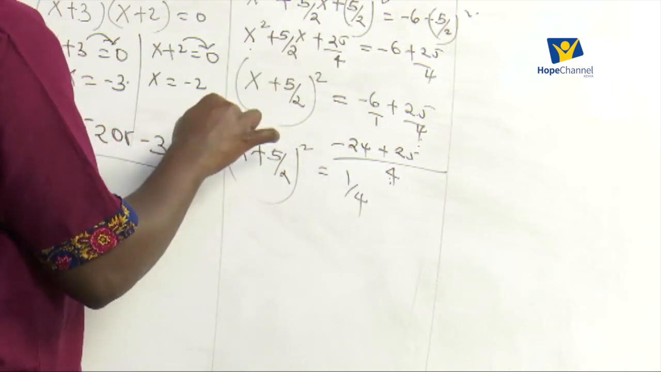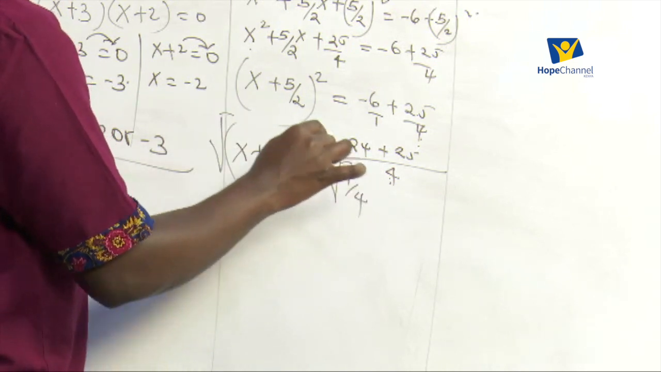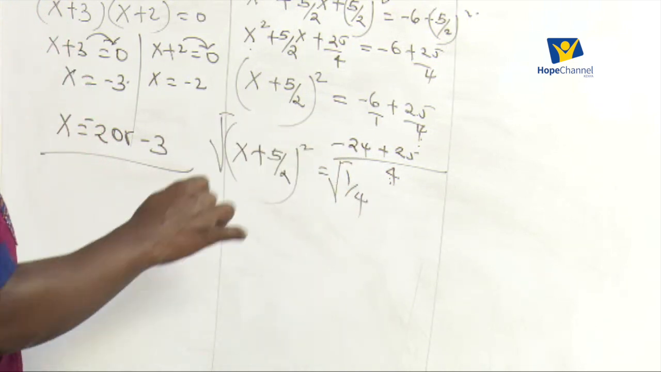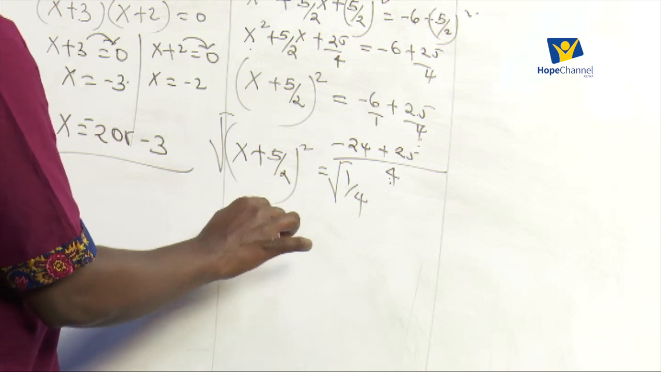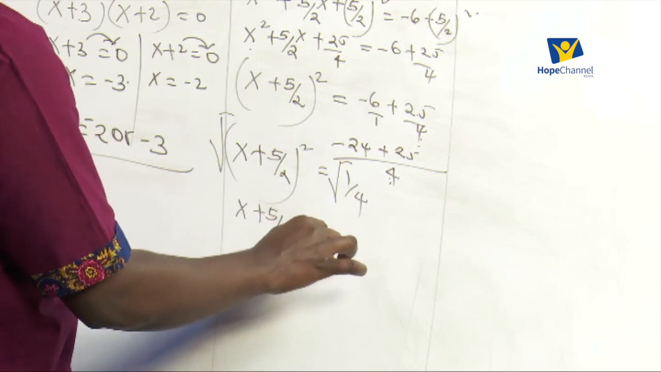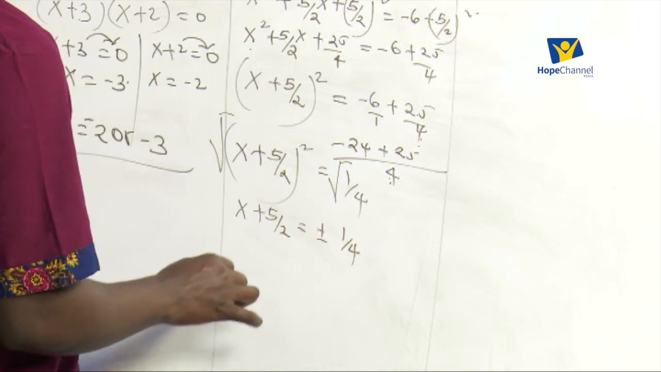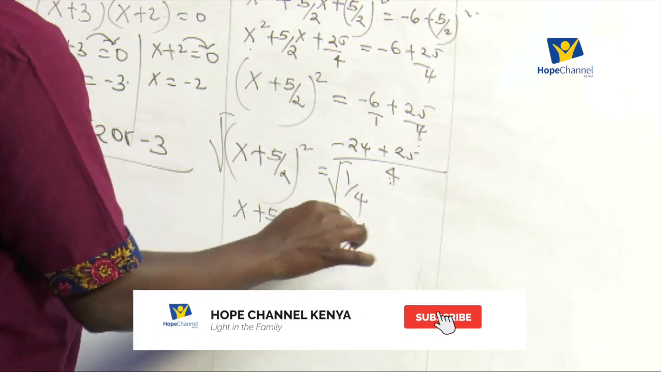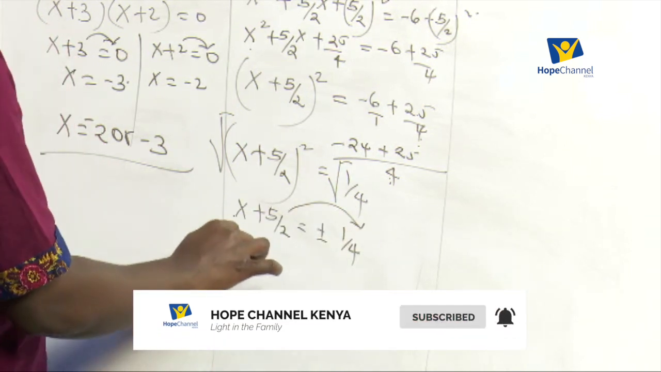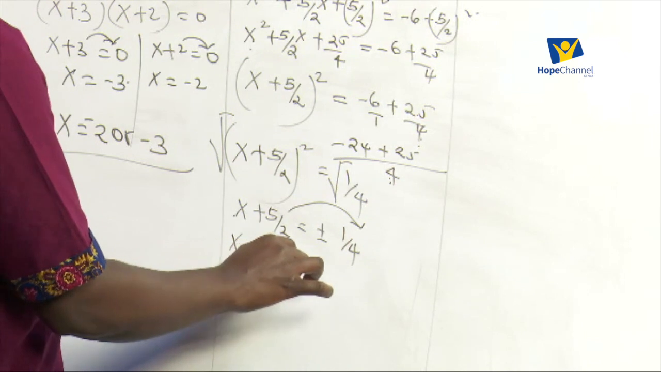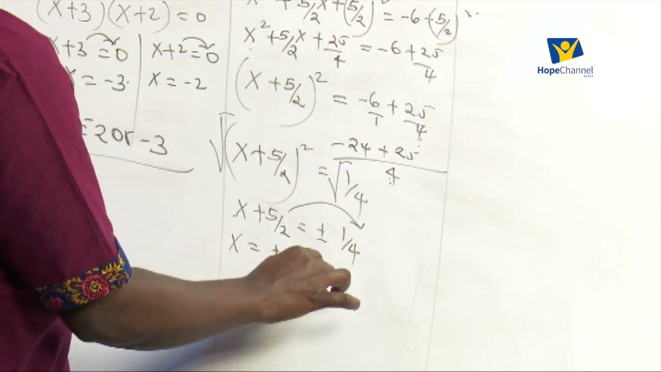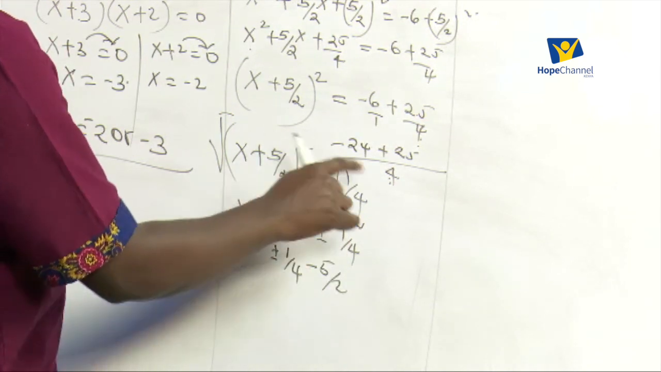Remember, at this point you find the square root. Remember, a square root is positive or negative of a number. Therefore, I'm going to have x plus 5 over 2 is equal to positive or minus a quarter under the root. So to get x, take this to the other side of the equal sign. So x will be positive or minus the root of a quarter, minus 5 over 2. Because this is positive, it crosses over and becomes a negative.